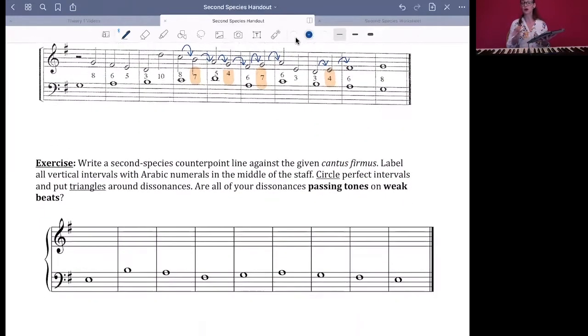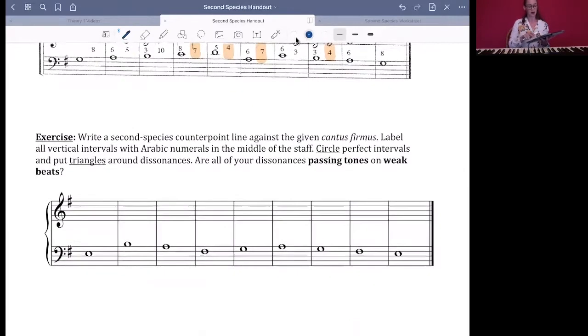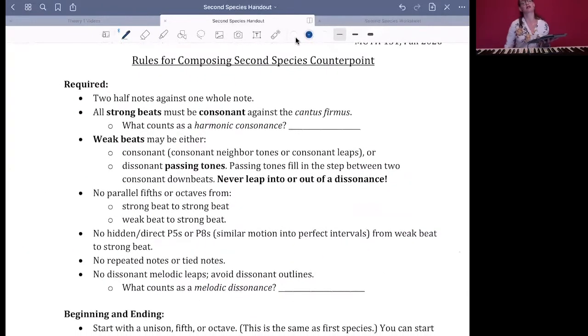Now we will go through the rest of this in class on Wednesday when I meet with you. So don't worry about the bottom of the page. And again, we're going to treat this the same way we did with first species. Go over the rules between now and Wednesday, and if you have questions about any of them, then bring them to class. There are a couple of things that I want to highlight.